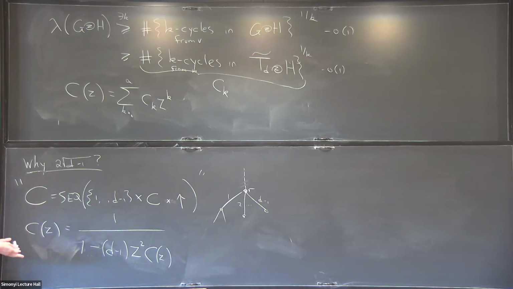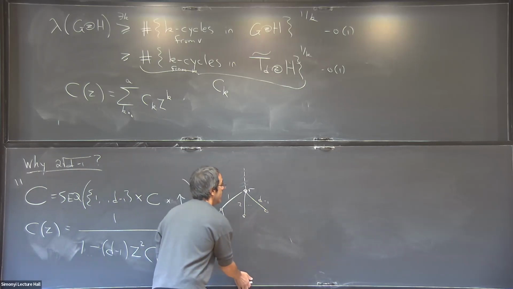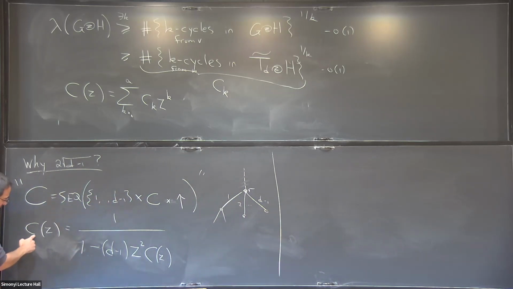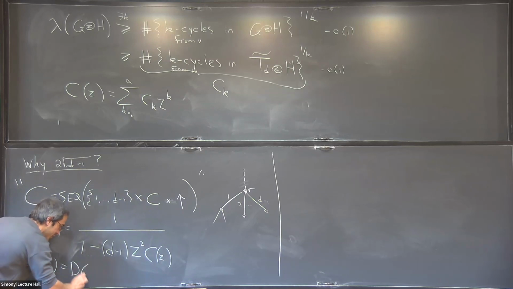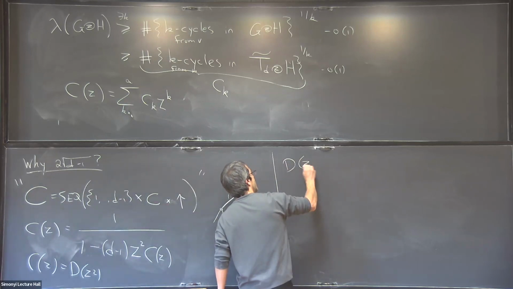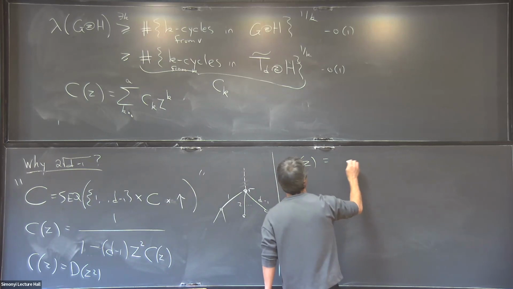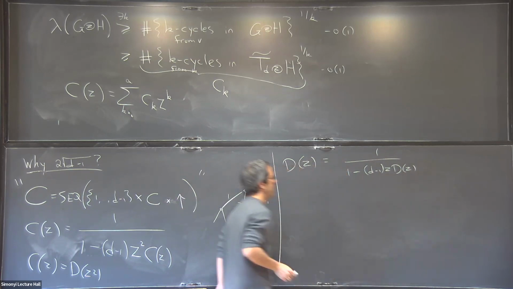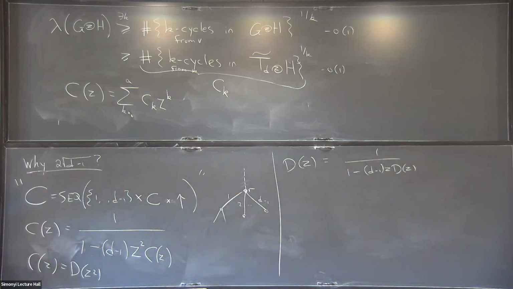It's a quadratic equation, you can solve it and get what you want, but let's not solve it because sometimes it's too hard to solve. Let's use this theorem instead of actually solving for C of Z. The first thing to note is that C depends on Z squared only. You can also see it combinatorially, you have to go up and down. So you can write C of Z as some other function in Z squared, an even function. And then let me replace Z squared with Z in one shot: D of Z equals 1 over 1 minus (d-1) Z D of Z. Everything is squared, so I'm replacing it with a Z.